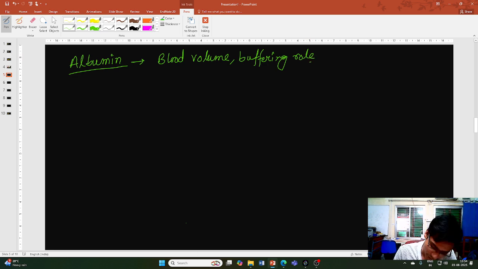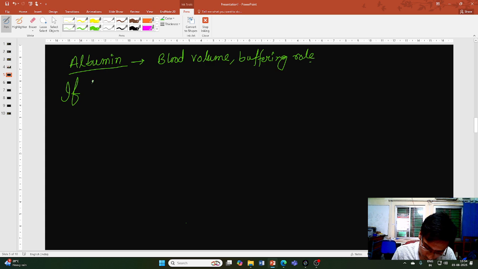If albumin is decreased, what happens? The plasma cannot hold the water, so water goes to the tissue level. There is water loss to the tissue level. In marasmus and kwashiorkor disease that happens. At that time protein deficiency or liver malfunctioning is happening, and that is called dietary deficiency.